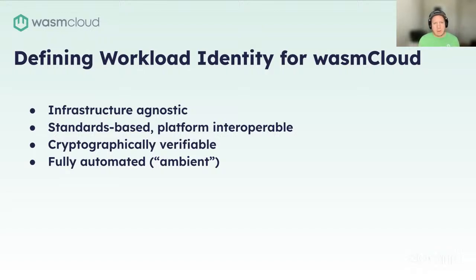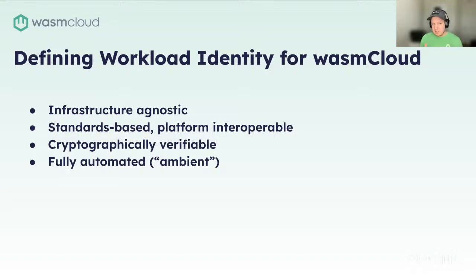A couple of important things to call out as workload identity pertains to wasmCloud. We want it to be infrastructure agnostic, because wasmCloud runs across many different environments, from edge to cloud to on-prem to IoT. We don't want this tied to a specific type of infrastructure, so we cannot make use of the workload identity issued by a given platform. For example, we couldn't make this depend on AWS, Google Cloud or Azure, because we want it to work across all of them.